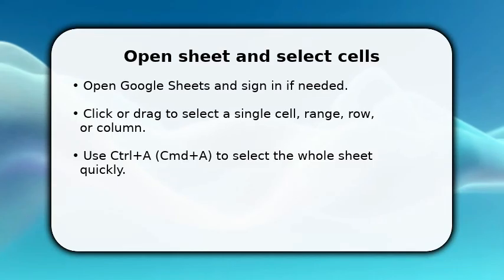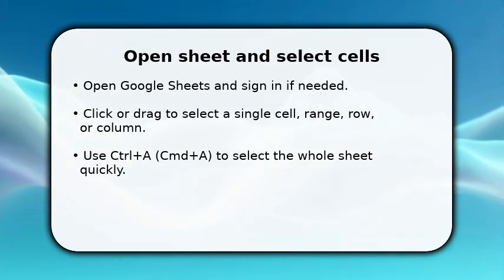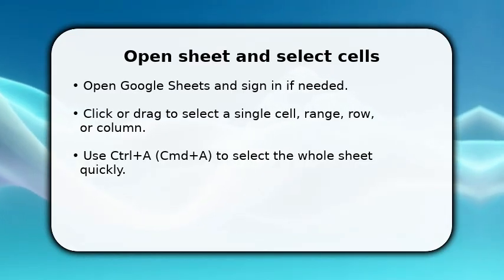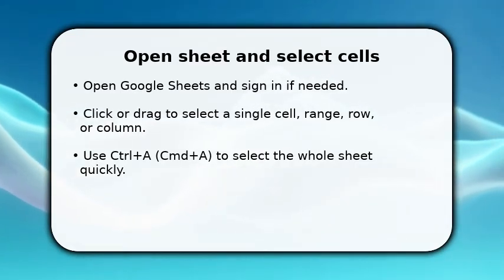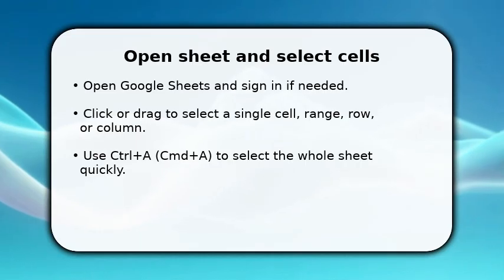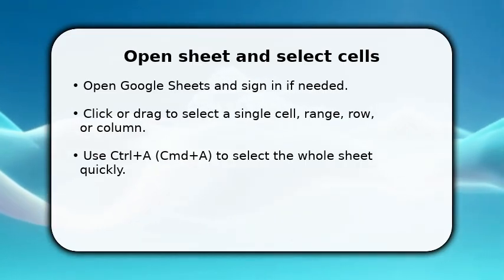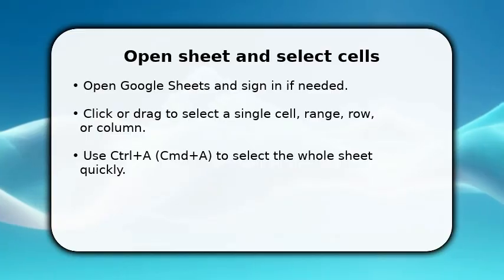You're starting right away. Open your spreadsheet and select the cells you want to change. Once selected, look to the toolbar's font drop-down at the top. That's where the change happens. If you don't see the toolbar, make sure the window isn't minimized or the sheet isn't in view-only mode.